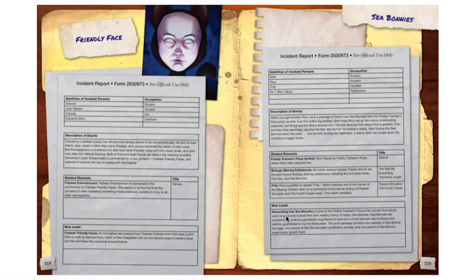And then new leads, astounding live Sea Bonnies. A prize at the Freddy Fazbear's Pizza prize counter that allows users to grow and nurture their own healthy colony of happy Sea Bonnies. Sea Bonnies are purplish blue creatures genetically engineered to look like a cross between sea monkeys and rabbits, guaranteed to live for 3 years. The prize package contains two packets of Sea Bonnie live eggs, one packet of Sea Bonnie water purification powder, and one packet of Sea Bonnie super duper growth food. I love how it's called that.